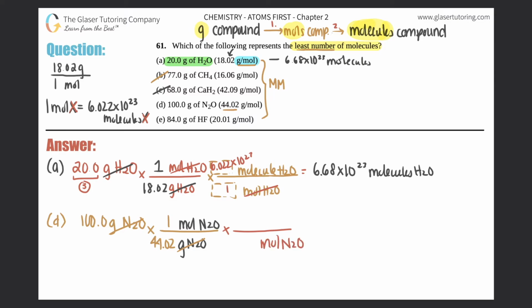Mole of N2O on the bottom, molecules of N2O up on the top. Avogadro's number, so 1 mole equals 6.022 times 10 to the 23rd. Moles of N2O cancel, and molecules is what we have left. So 100 divided by 44.02 times 6.022 times 10 to the 23rd. And now this one, we need 4 sig figs because that's what they gave us here.